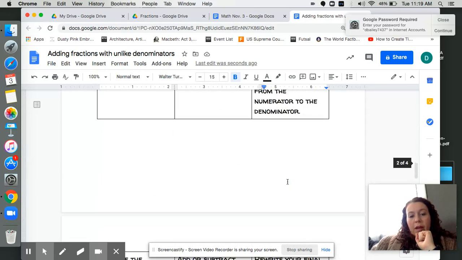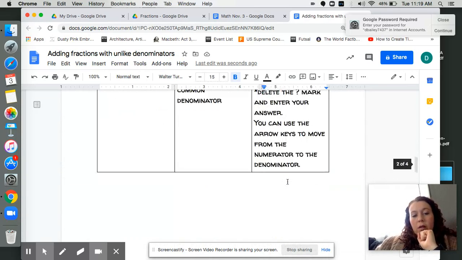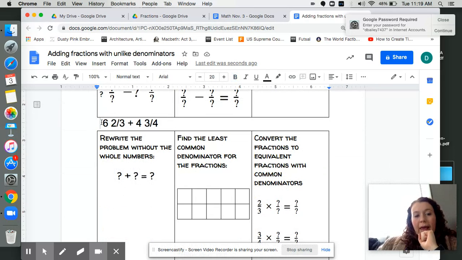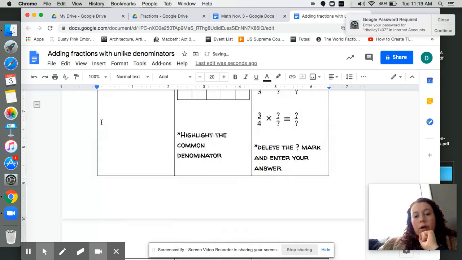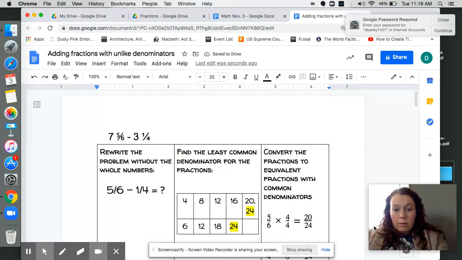My expectation is that you do the next two problems on your own, remembering to pay attention to the sign. On this one, we are actually going to be adding. So make sure you're paying attention to the sign, and if you need any help, I'd love to Google Meet with you one-on-one and help you.